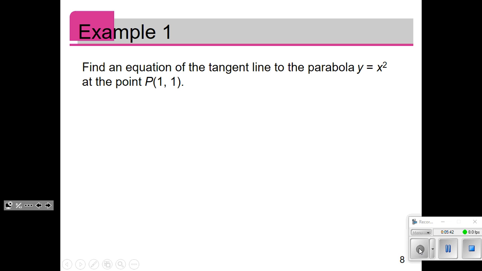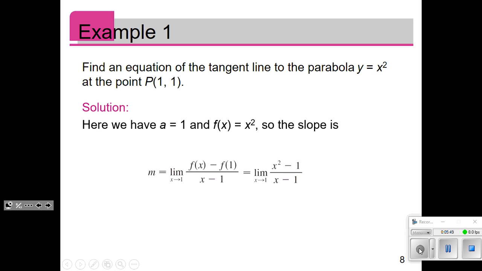Find the equation of the tangent line to the parabola y equals x squared at the point (1, 1). Now, we have several of these in our homework for today. So here we have a equals 1 and f of x equals x squared. If we use their definition 1 that we had a couple slides ago, then this is what we have: f of x minus f of a, which in this case is 1, over x minus a. Again, a is 1, as x approaches 1. So we've got to find these values out.